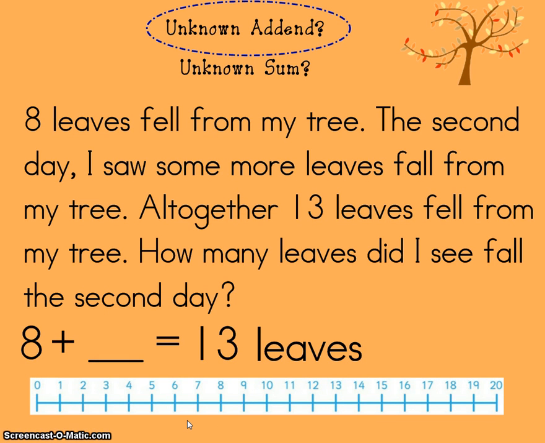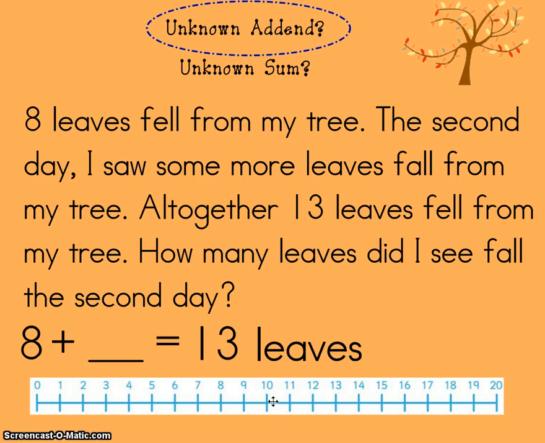Remember, when we're trying to find the unknown addend, I'm going to start with the first addend, which is 8. So I'll point to 8. Then I have to land on 13. That's where I have to end because that is my sum. So I start on 8 and I'm going to see how many hops it takes to get to 13.